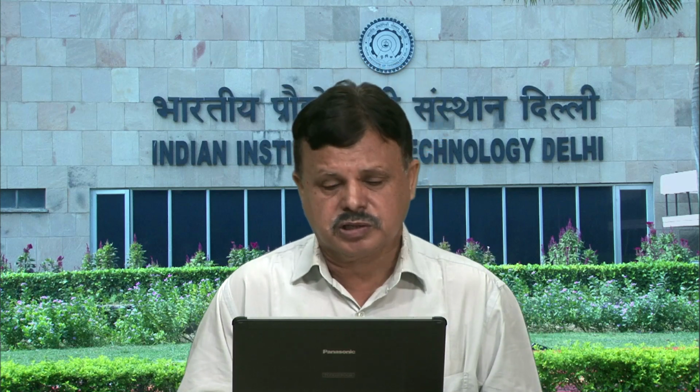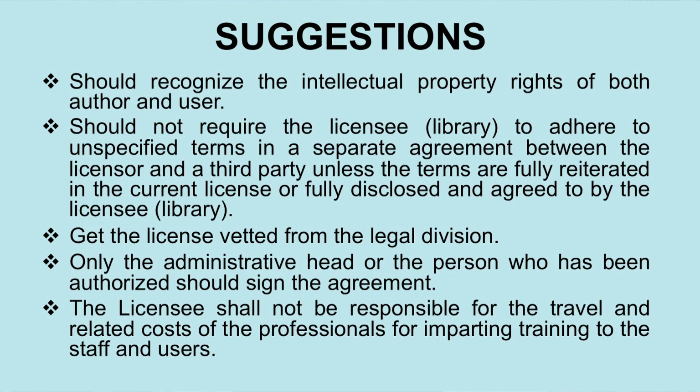Now, in conclusion, I would like to give some suggestions with regard to e-resource management and licensing issues. Basically, the licensing provisions should recognize the intellectual property rights of the author and also the user. So there has to be a balanced kind of provision which recognizes the rights of all parties, all users and the providers also. Then there should not be any unspecified provision in the agreement which can lead to some kind of complication at a later stage.